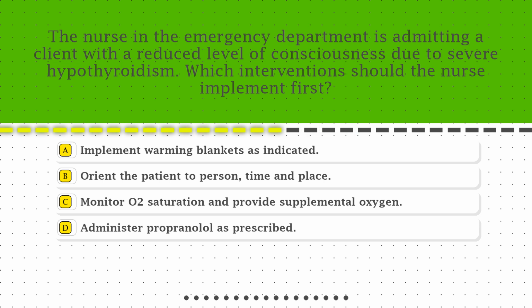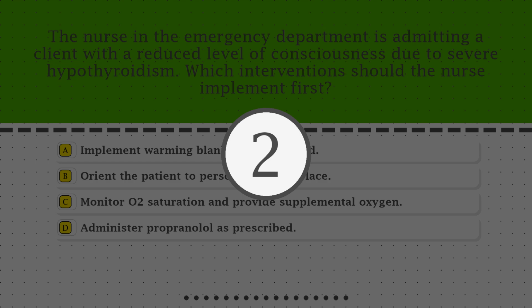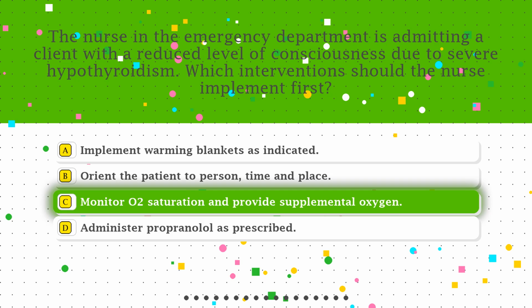Option A. Implement warming blankets as indicated. Option B. Orient the patient to person, time, and place. Option C. Monitor O2 saturation and provide supplemental oxygen. Option D. Administer propranolol as prescribed. The correct answer is option C. Monitor O2 saturation and provide supplemental oxygen.